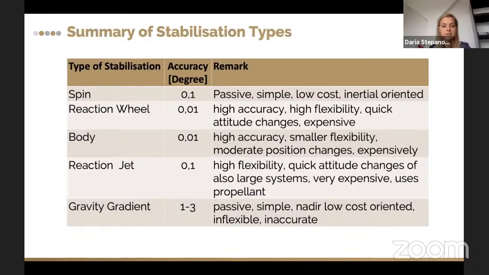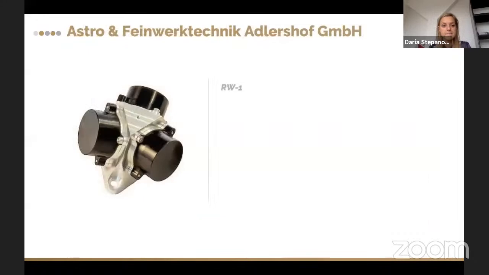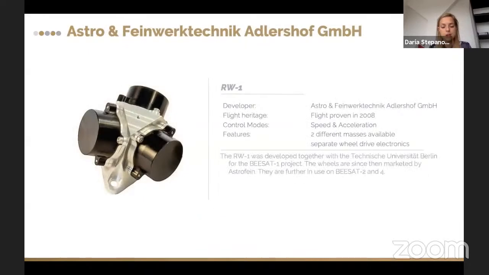Gravity gradient is the least accurate of all of them. It's passive, simple, and inaccurate, but it's sufficient for some small satellite missions. This is the reaction wheel assembly, for example, we've been using in our projects. It's built by our partner in Berlin.